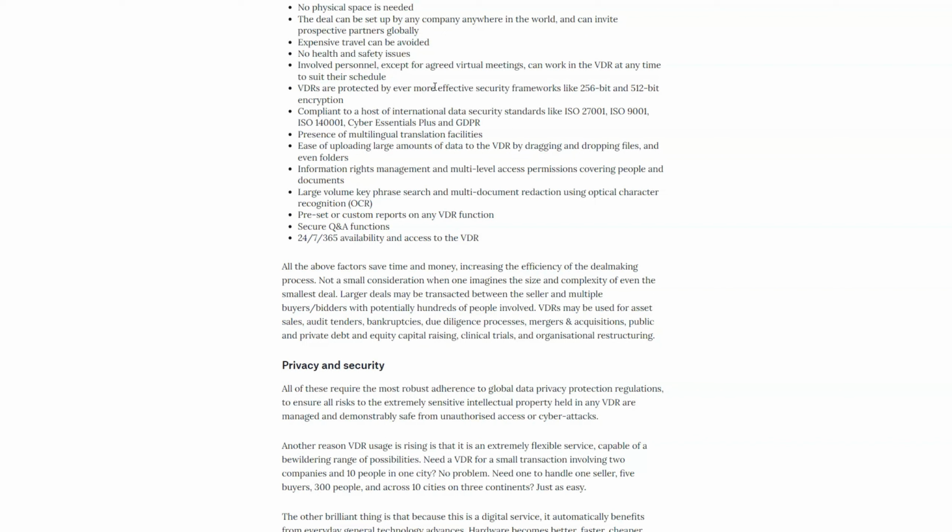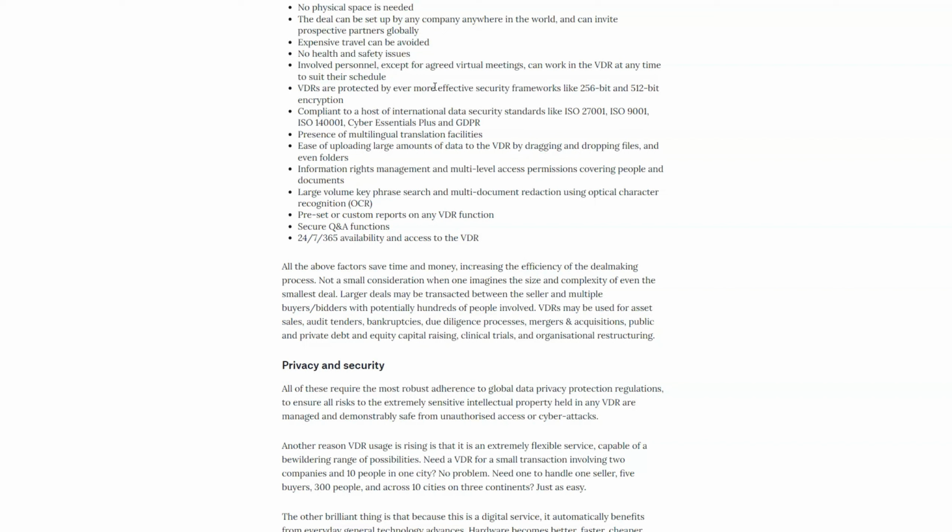VDRs are protected by ever more effective security firmware like 256-bit and 512-bit encryption, compliant to a host of international data security standards like ISO 27001, ISO 9001, ISO 14001, Cyber Essentials Plus, and GDPR.